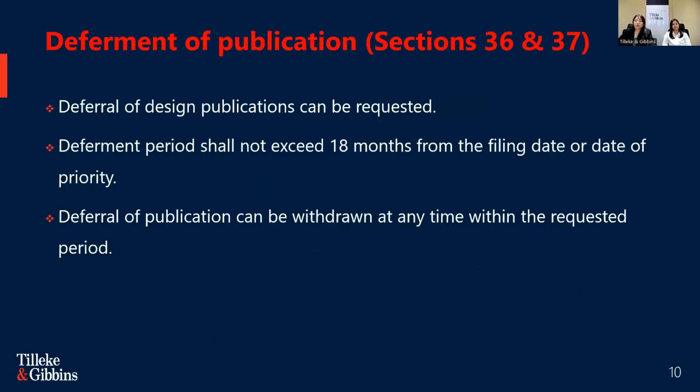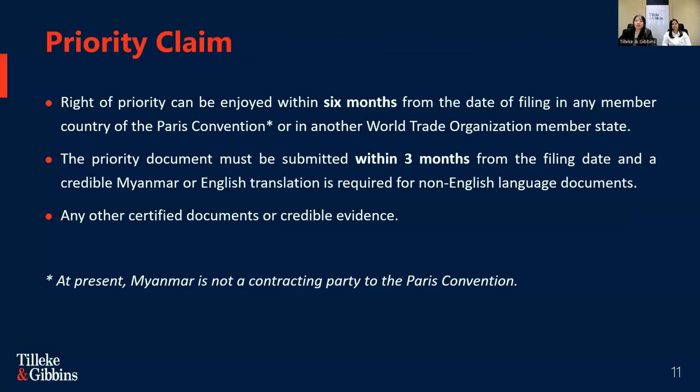Then I will go on to the deferment of the publication of industrial design application. According to Sections 36 and 37, the applicant may request to defer the publication of the industrial design by describing the period of deferment in the application, but the period must not exceed 18 months from the filing date, and it can be withdrawn at any time.